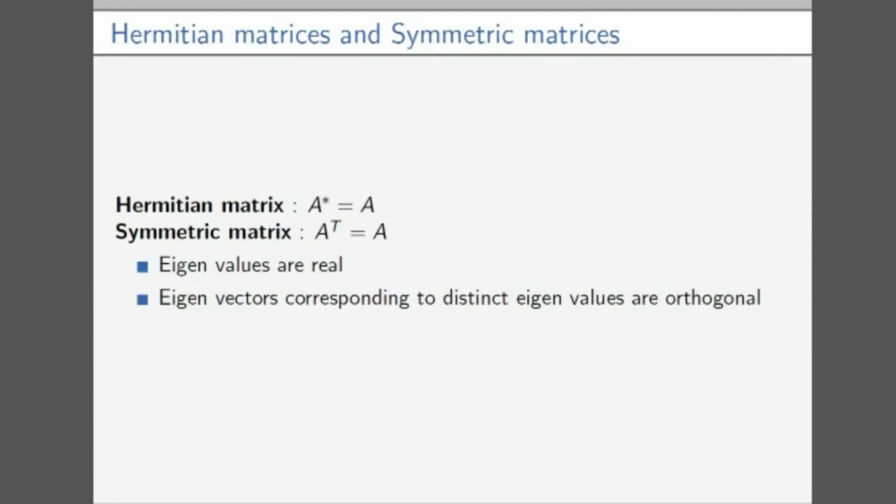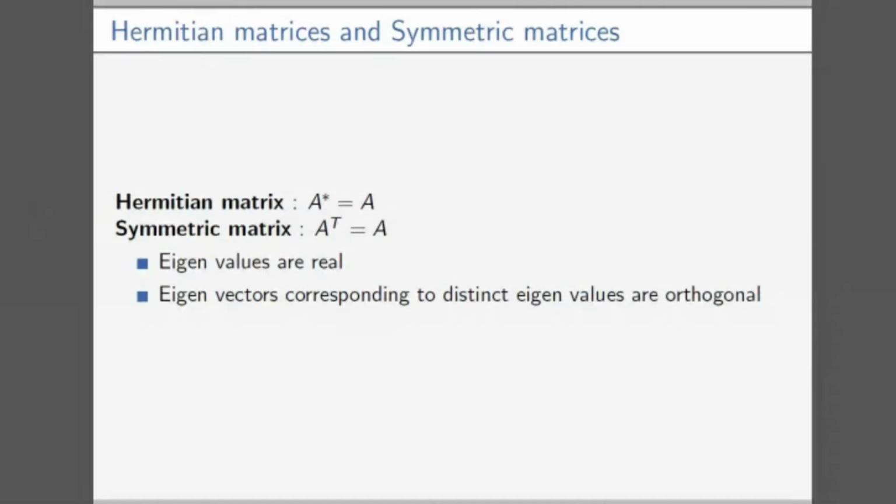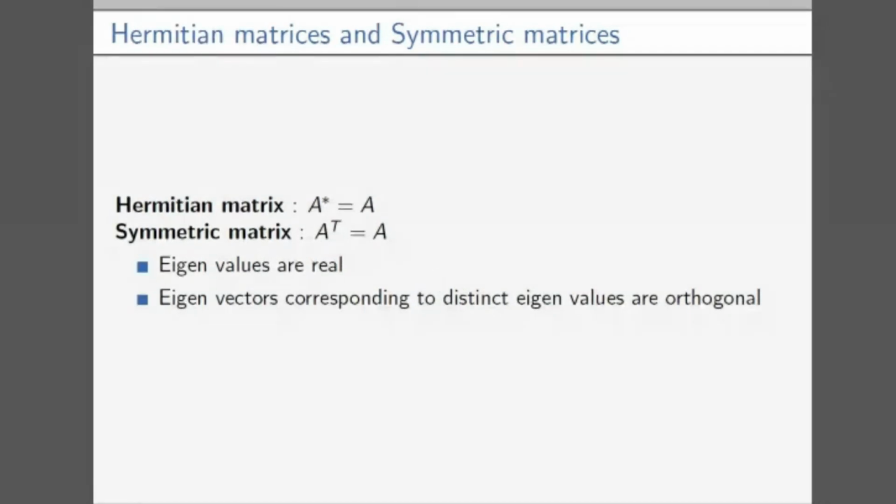Ma'am, does the order matter? Like, if we take the conjugate first and then transpose, or transpose first and then conjugate? No, it does not matter. It results in the same matrix. Always, ma'am? Yes, always, in the sense that we are talking about only n by n matrices. We were talking about Hermitian and order n matrices. Then it's okay. Any other clarifications?